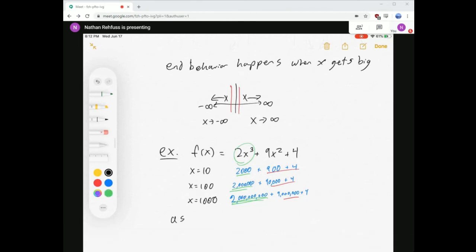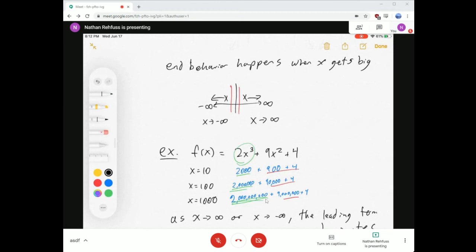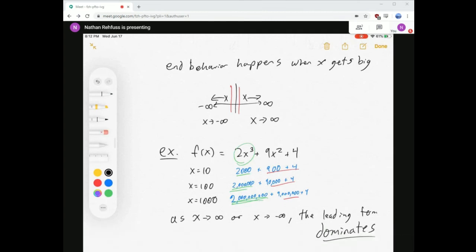I'll write this as x goes to infinity or x goes to negative infinity, so as it gets huge, the leading term dominates. And what that means is the output is the sum of all these things. So here the output would be 2 billion, 9 million, and 4. But the thing is, the output's the y-coordinate, and if the rest of the terms are less than 1%, then, let me put it this way. Here's the graph of just the leading term, the green graph.